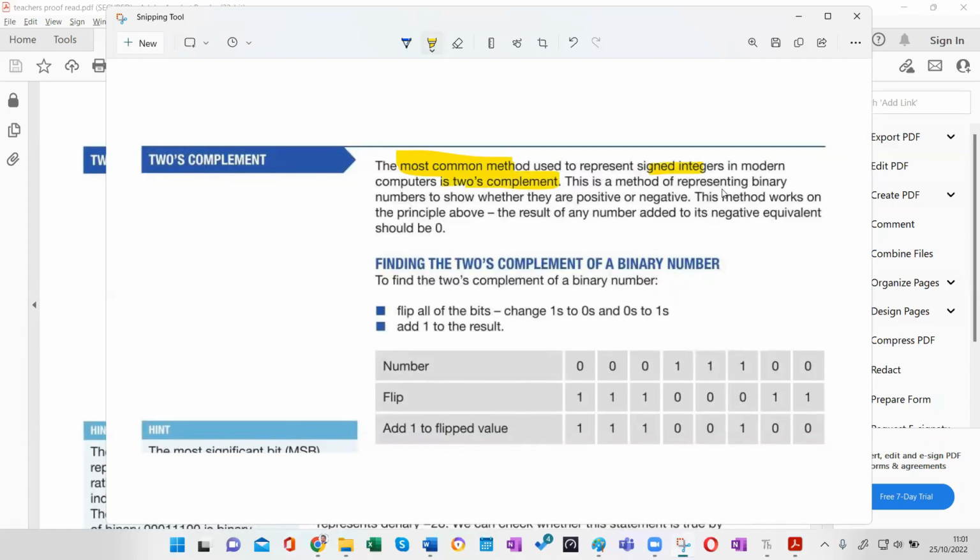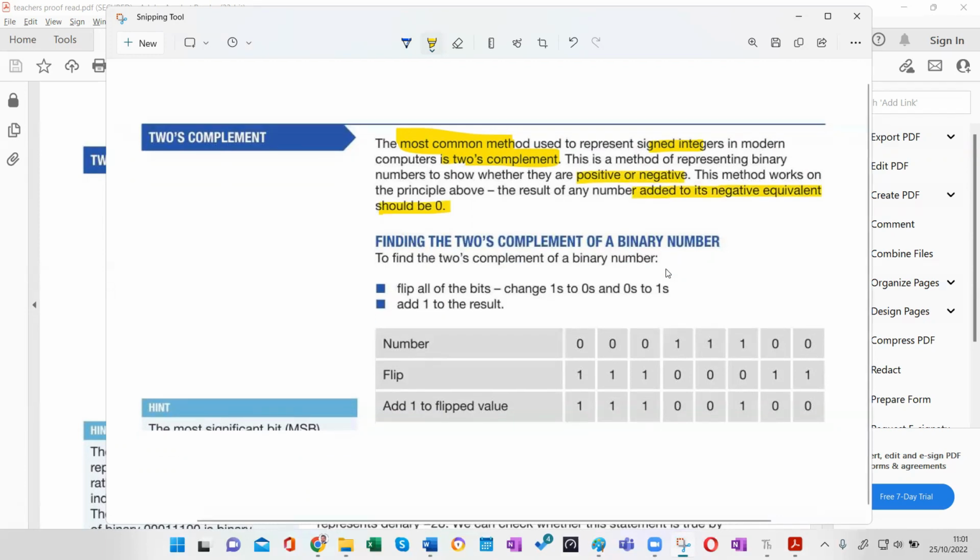This method of representing binary numbers shows whether they are positive or negative. This method works on the principle that the result of any number added to its negative equivalent should be 0. Okay. So, all right, let's look at this one, right? It involves 3 steps. What are the 3 steps?